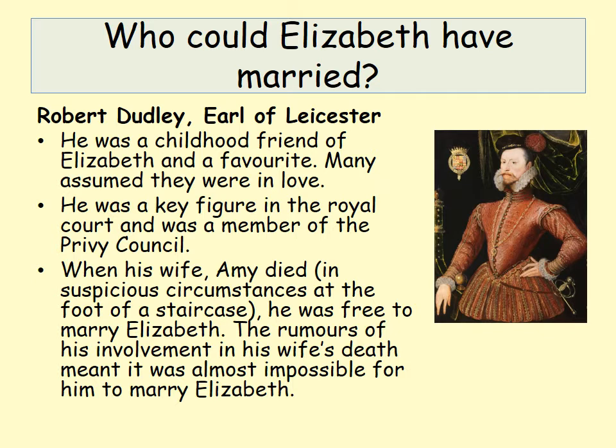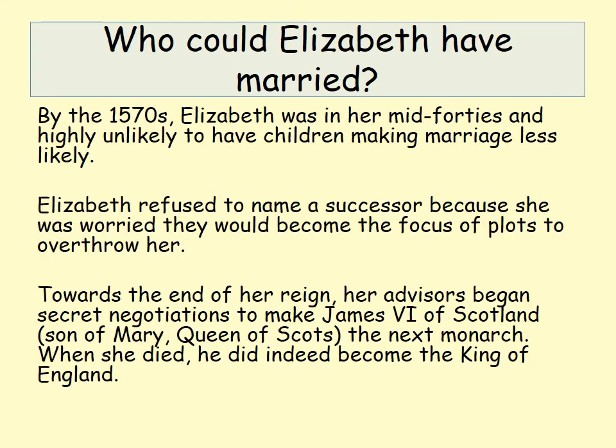She was actually found at the foot of a staircase. That enabled Robert Dudley, the Earl of Leicester, to be free to marry Elizabeth. But there were rumours that both he and Elizabeth might have been involved in Amy being found at the foot of some stairs, that it might have been kind of like a murder plot. And that made it very, very difficult for him to marry Elizabeth. So they never did get married in the end. But obviously, Robert Dudley was a leading member of the Privy Council.